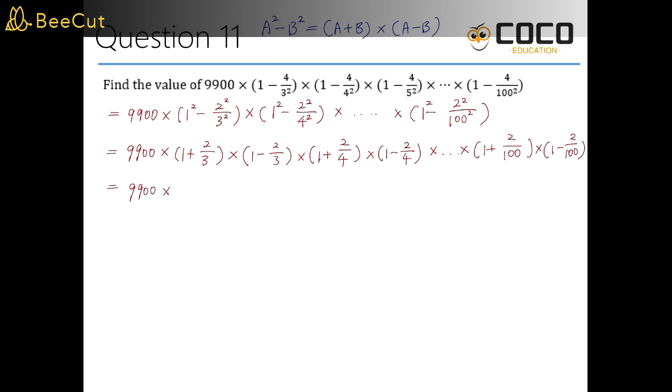Let's work out the value within each group. The first group is 5 over 3 times 1 over 3. Second group, this is 6 over 4 times 2 over 4. Then the next group will be 7 over 5 times 3 over 5. So all the way to the last group, 102 over 100 times 98 over 100.